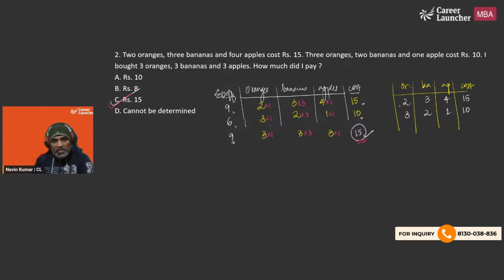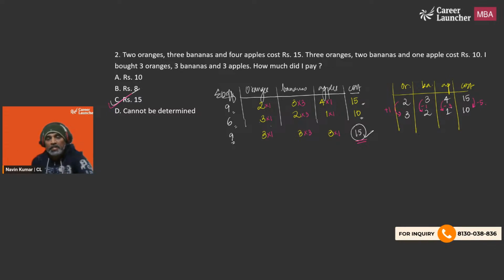So if you look at the change in the coefficient, I can see that when oranges increase by 1, the number of bananas decrease by 1, and the number of apples decrease by 3. So this is the way the things change, right? So we are going to see a change of 5 rupees from here, right?